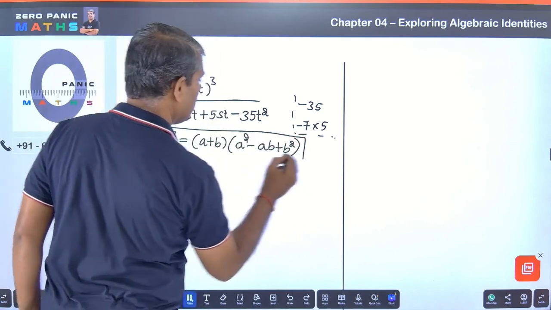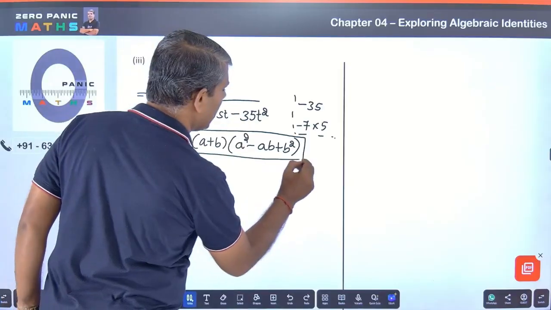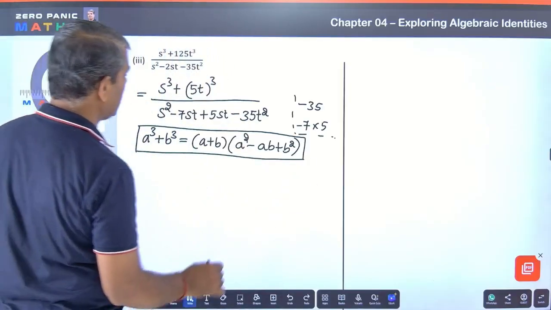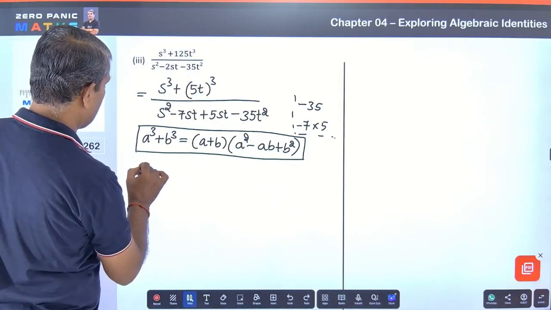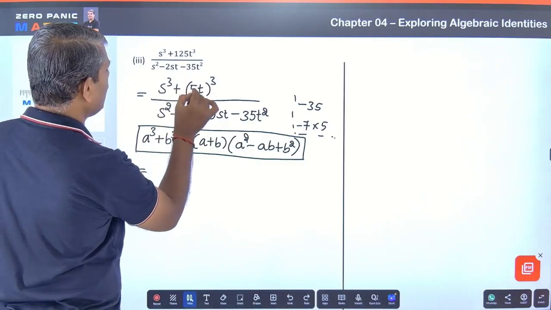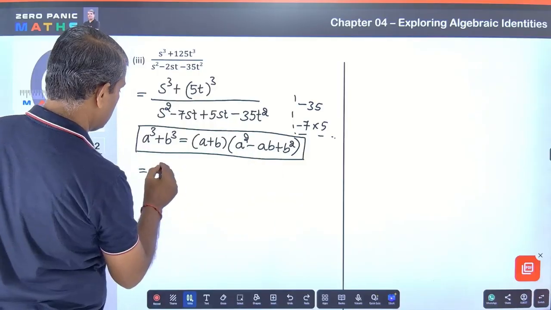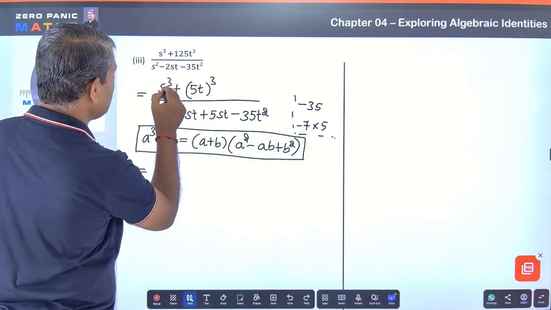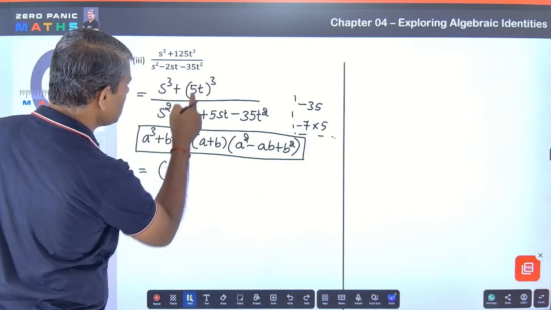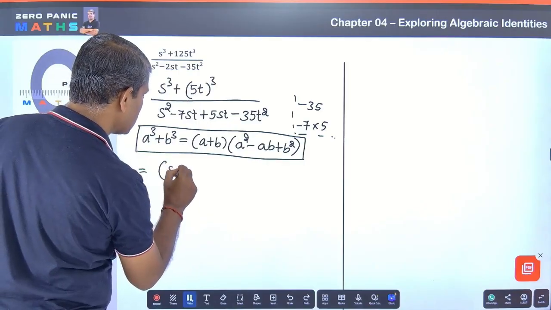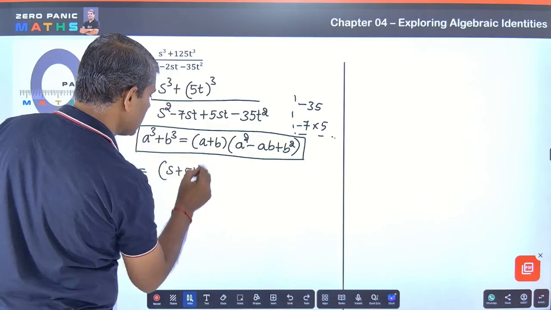Hope you are looking into all the identities that we have studied in this chapter. Now let us write a cube plus b cube in this version. What is a here? A here is s, and b is 5t. So it is s plus 5t, that is a plus b.